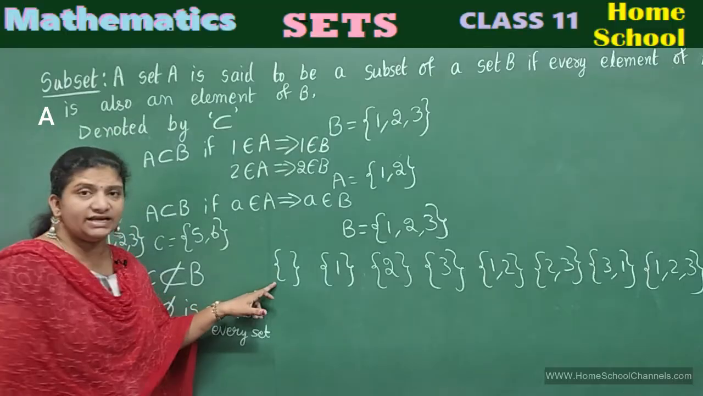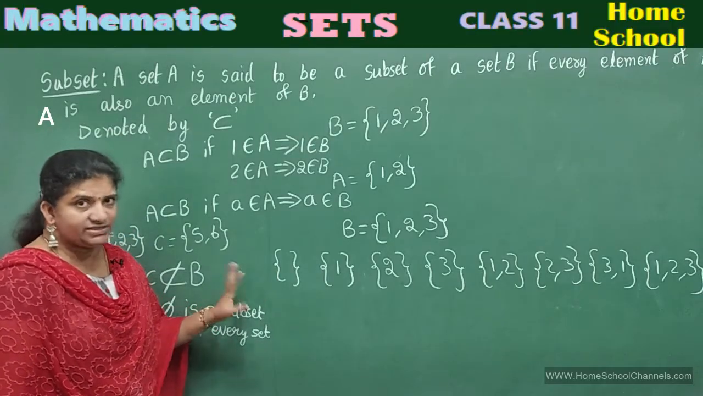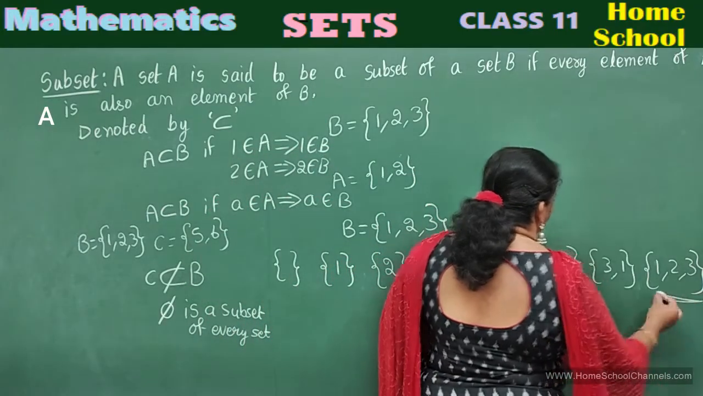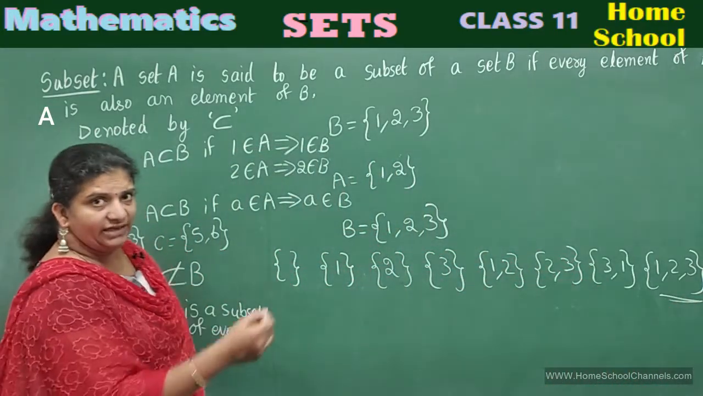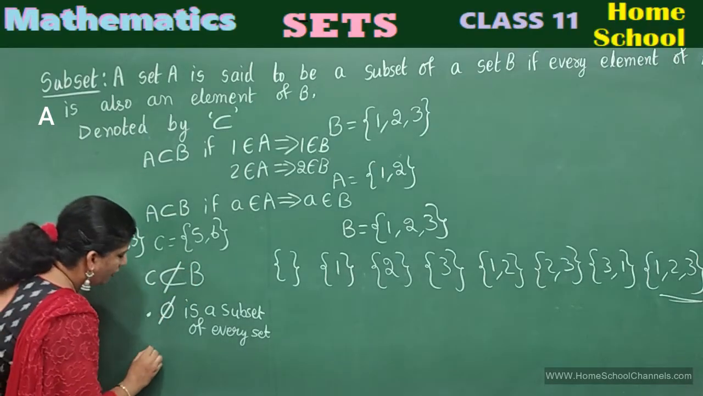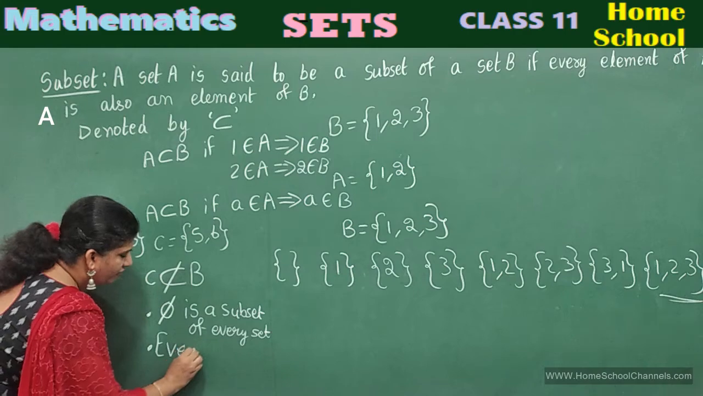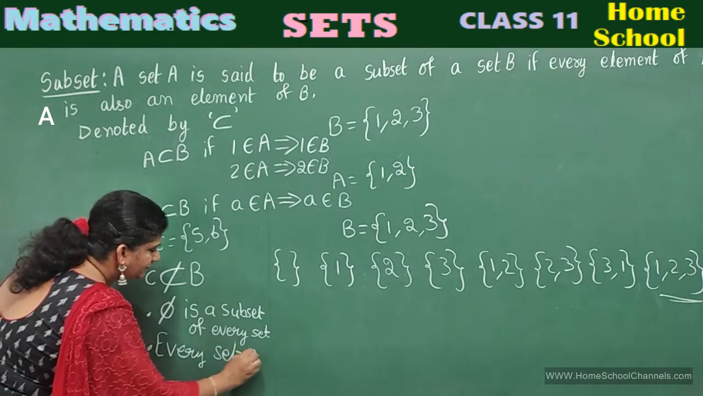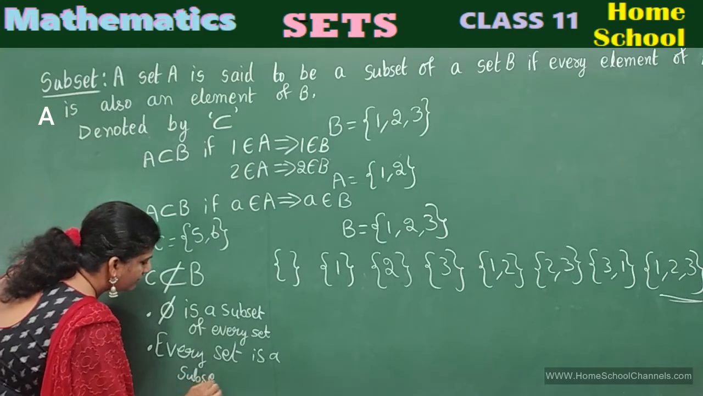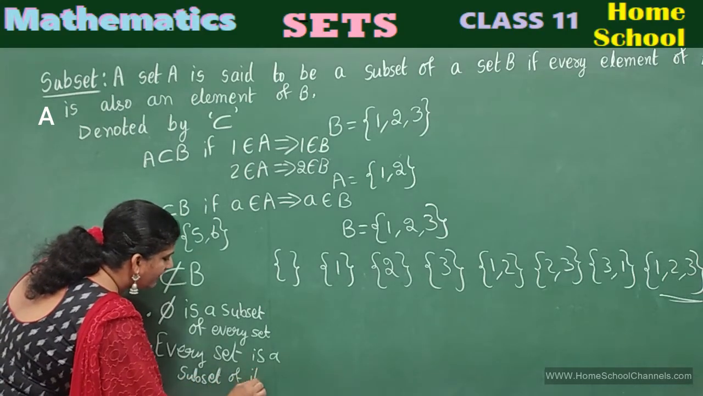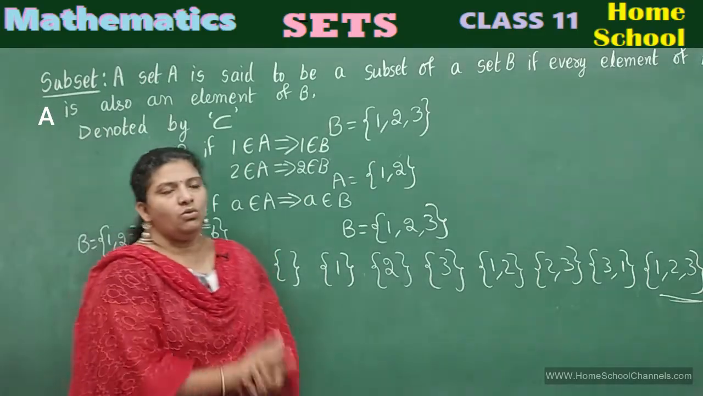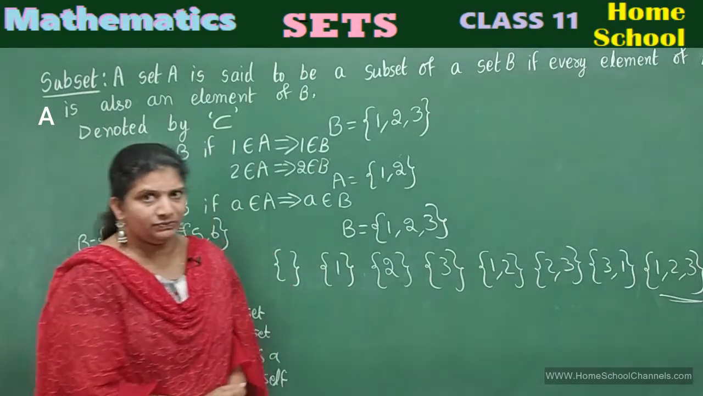subsets, the empty set is a subset of every set. And observe this one: every set is a subset of itself. Remember all these points. Every set is a subset of itself. Okay. Now, one more word I forgot to say for you.